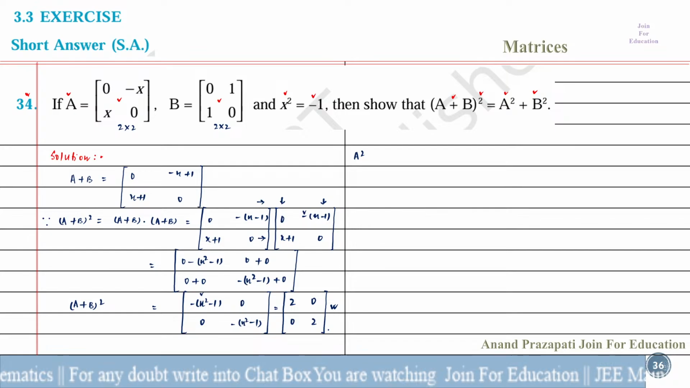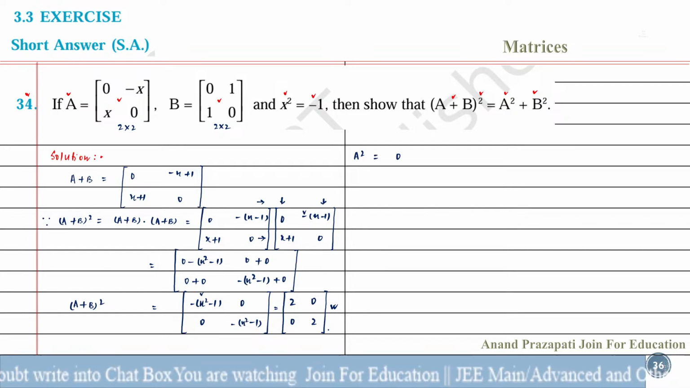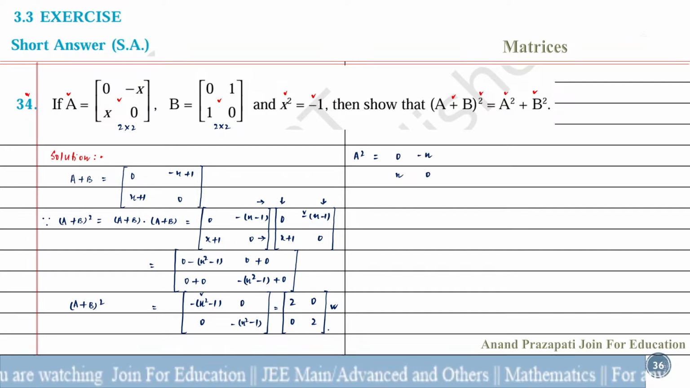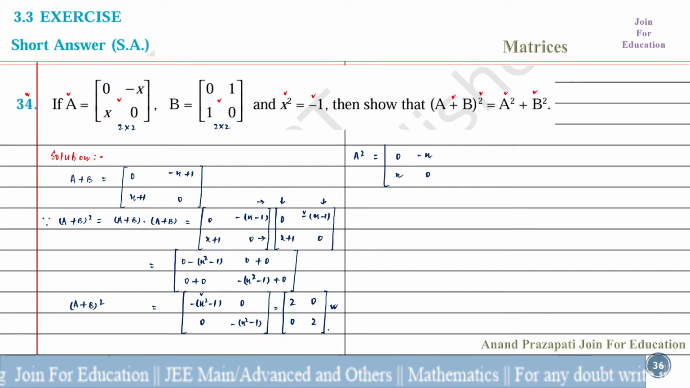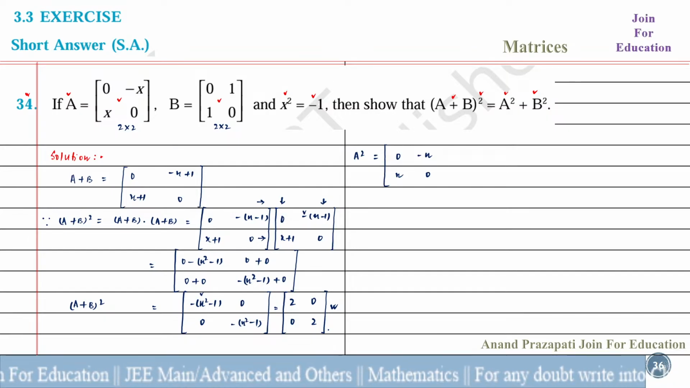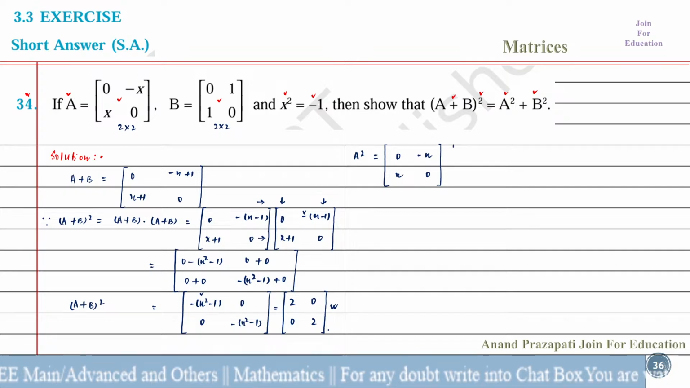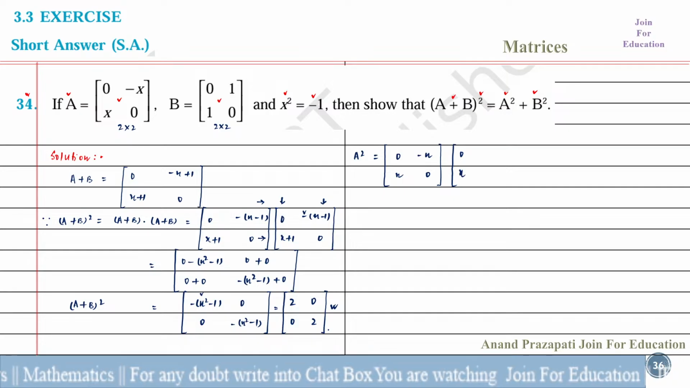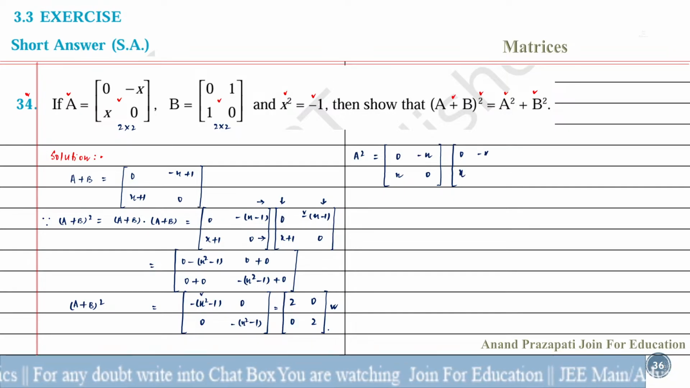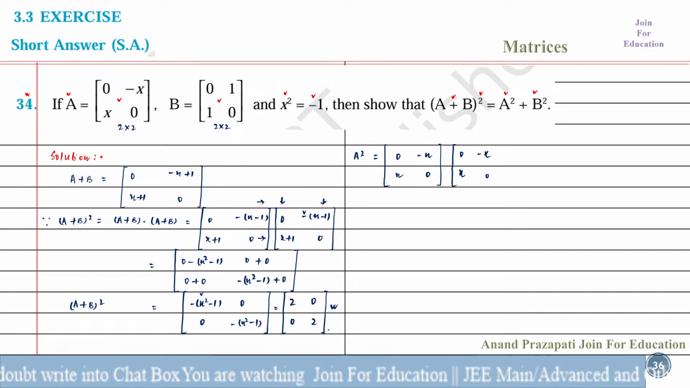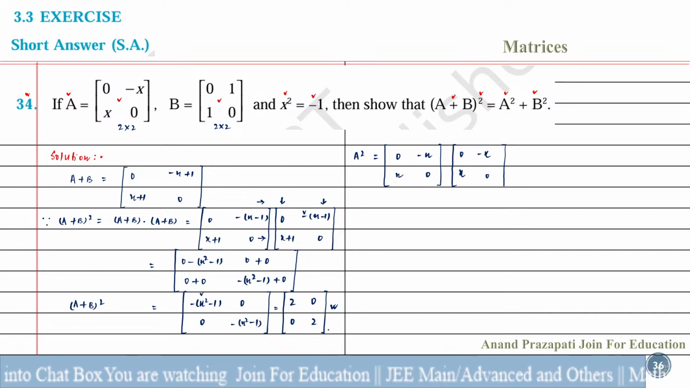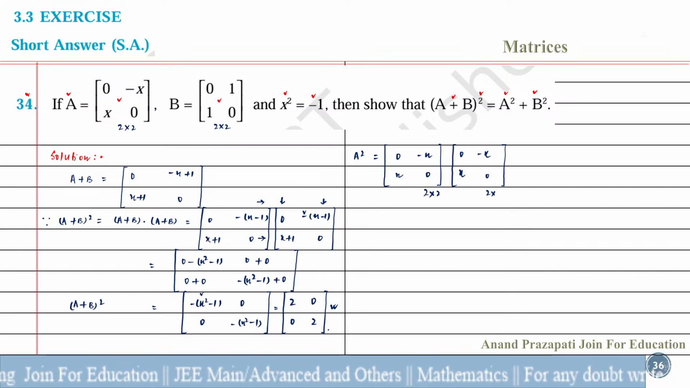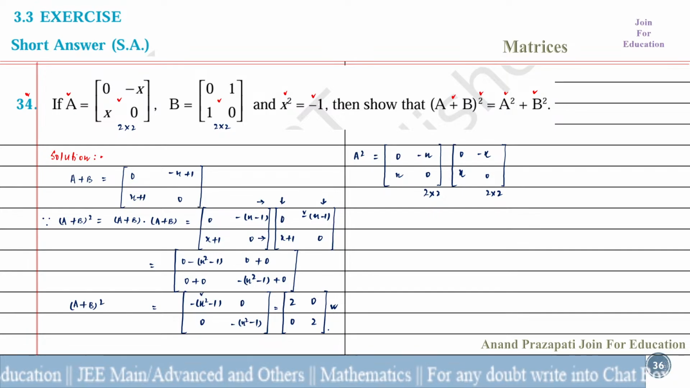For a square we write down here [0, x; -x, 0] into, we write down again [0, x; -x, 0]. Order of this one is 2 by 2. Order of this one is also 2 by 2. Therefore, the product of a and a is possible.